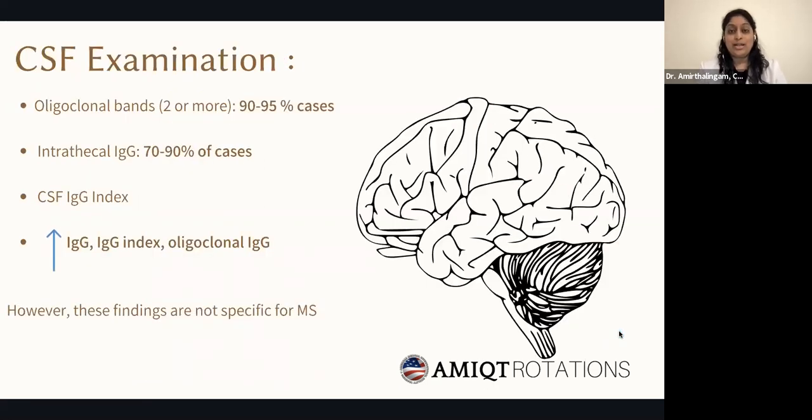When it comes to the cerebrospinal fluid, oligoclonal bands, particularly 2 or more bands, are seen in 90 to 95% of cases. Intrathecal immunoglobulin G is also elevated. So all in all, immunoglobulin G, the immunoglobulin G index, and also the oligoclonal immunoglobulins are elevated. This makes sense because if it's an immune process and we have inflammatory cells in the central nervous system, this will be elevated. It's important to know that this is not specific, but highly suggestive for multiple sclerosis.